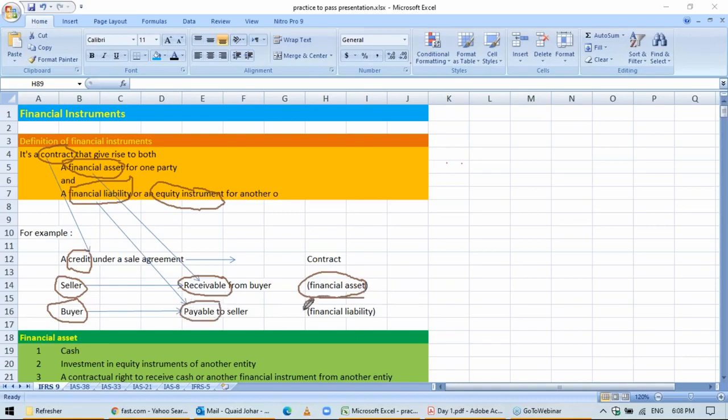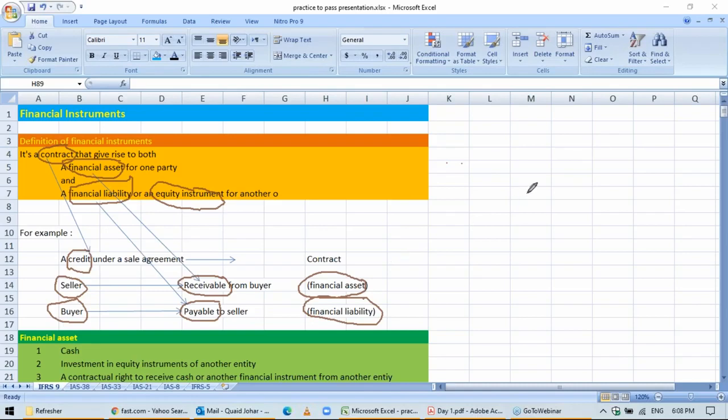And therefore it will be a financial liability. So what happens is that the contract results in a financial instrument because it is giving rise to a financial asset for the seller and a financial liability for the buyer. So this is a very basic contract and the definition of the financial instrument.